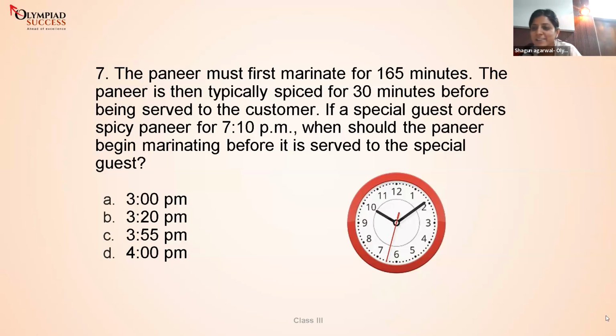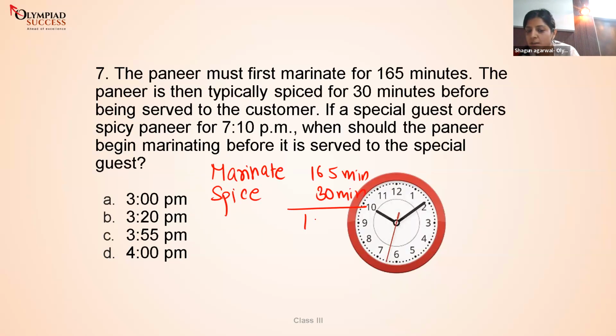Okay. Let's look at the sum. So they're saying that the paneer has to go through two processes, right? First, we have to marinate it, which is for 165 minutes. And we also have to spice the paneer, which is for 30 minutes. Now the entire procedure together would take us 195 minutes. Now 195 minutes in terms of hours and minutes would mean 3 hours, 15 minutes.